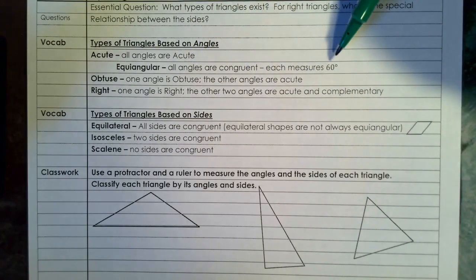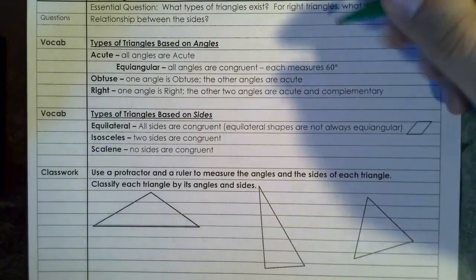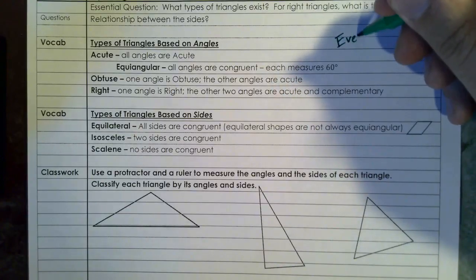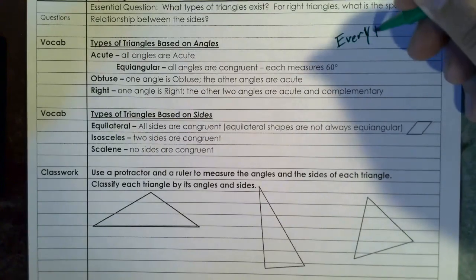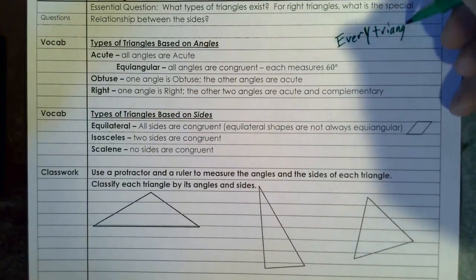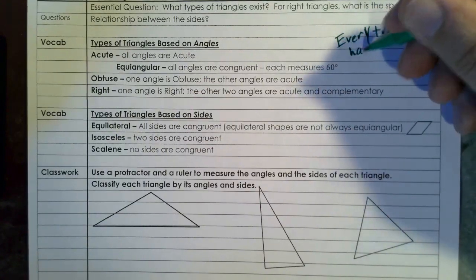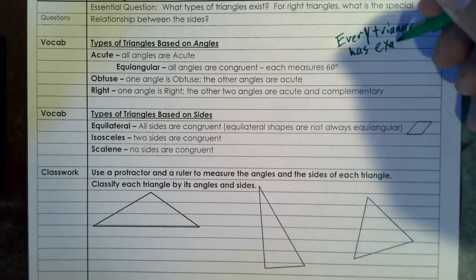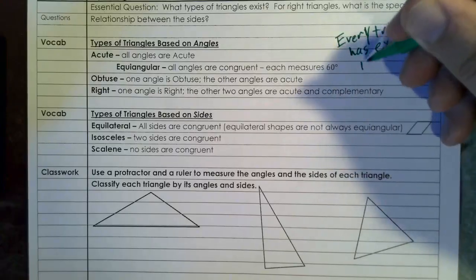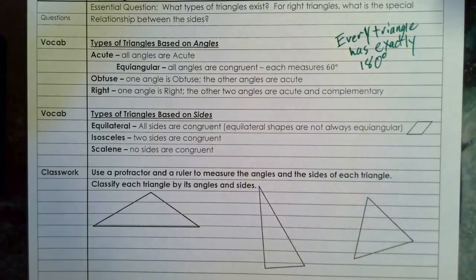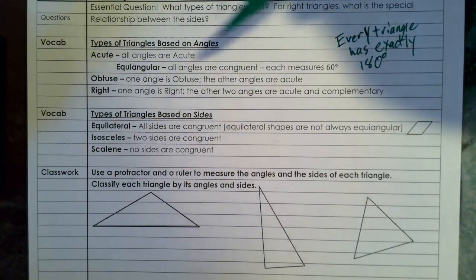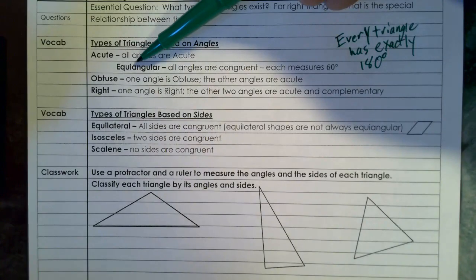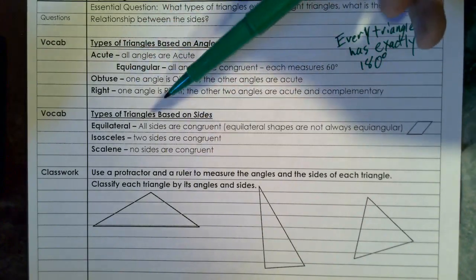So each one is going to measure 60 degrees because every triangle has exactly 180 degrees. So if they're all the same, they all got to be 60. So equiangular triangles are acute triangles, but they're extra special.